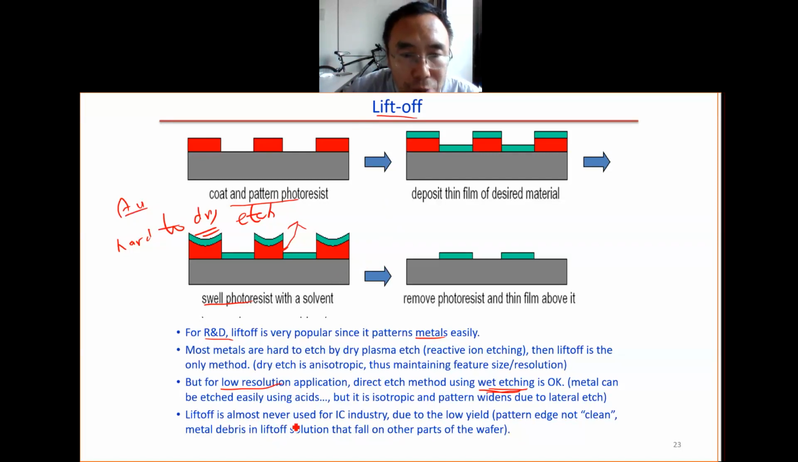But it is almost never used for IC manufacturing because of the low yield. The pattern edge is not very clean, and we have a lot of debris. The metal here becomes debris, and it can fall on other parts of the wafer.